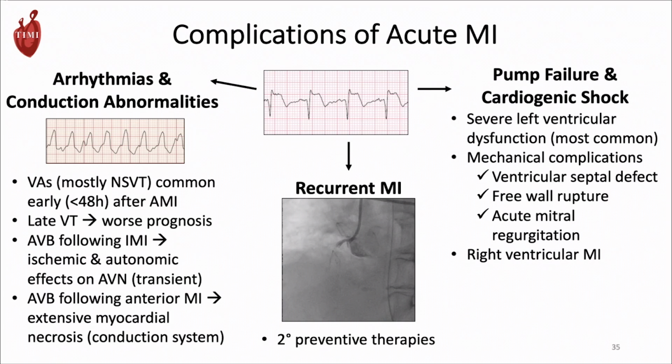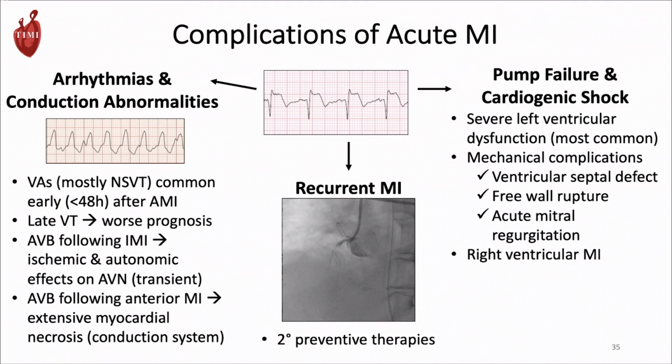But if there's late ventricular tachycardia, particularly sustained ventricular tachycardia, that's associated with a worse prognosis. And so those are the cases where we do think about using either early implantation of a defibrillator or using VES to try to prevent sudden arrhythmic death after MI when it's sustained VT beyond 48 hours.